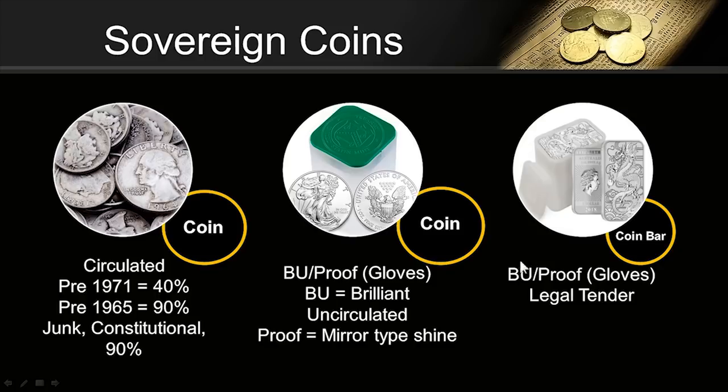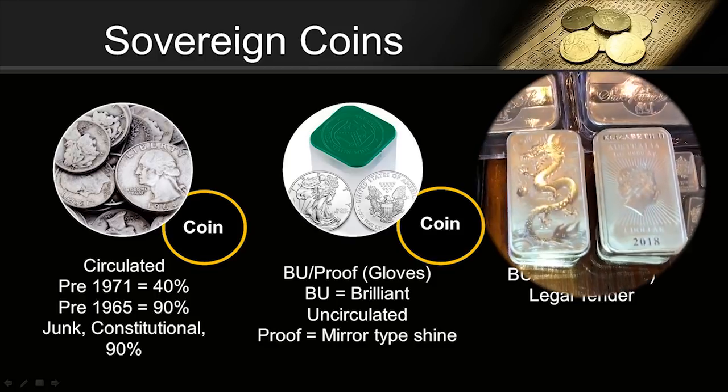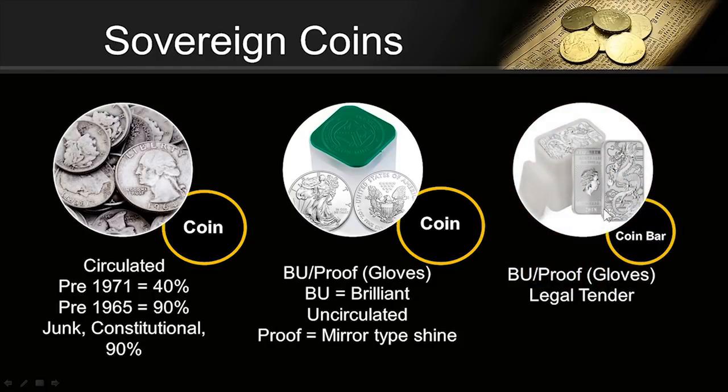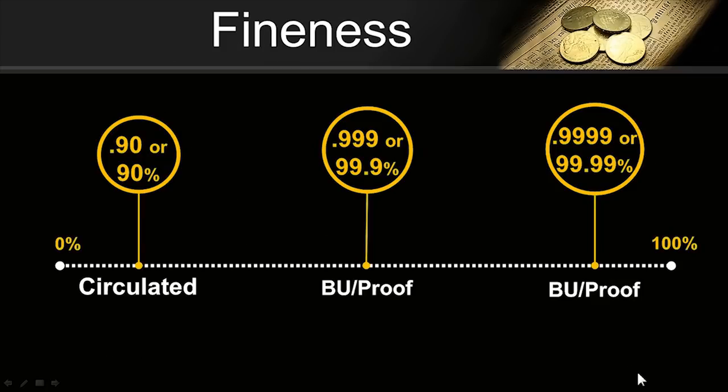And then finally, we have a sovereign coin bar. And these are super cool, guys. This is a bar that's actually legal tender, and this one's Australian, and I think it says on there like $2 or something, $5. I forget what it is, but it's legal tender. It's super amazing. So we've talked about the different types of silvers, but now we've got to talk about the fineness.